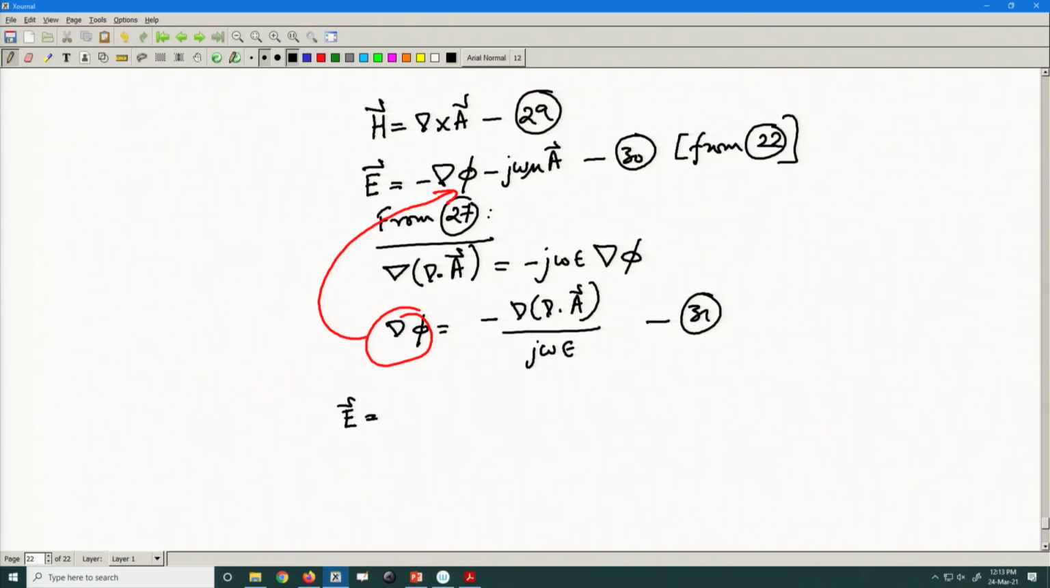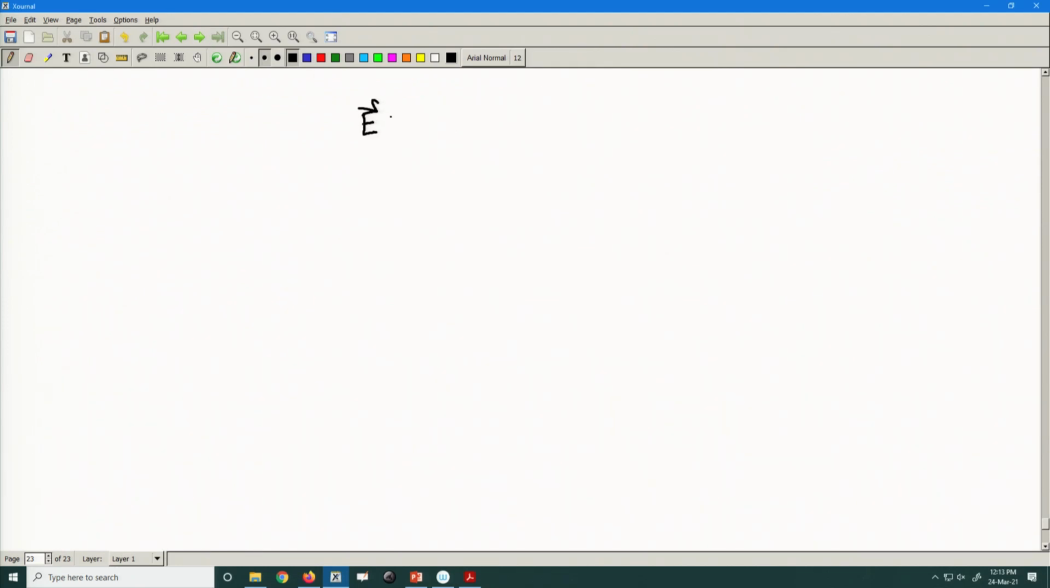So, my electric field will be grad of divergence A by j omega epsilon minus j omega mu A. Or I can write this as E equal to grad of divergence A by y cap minus z cap A. So, we call this equation 32.